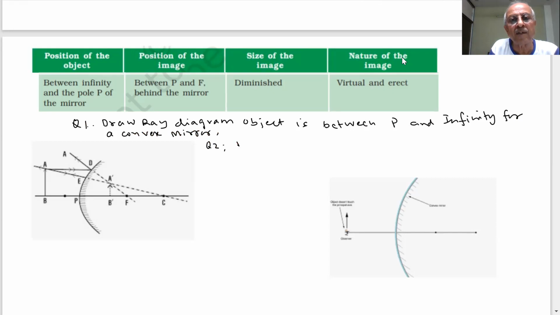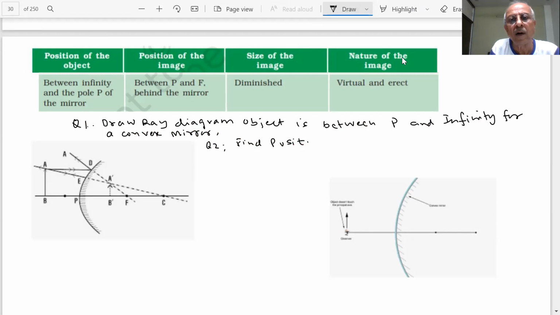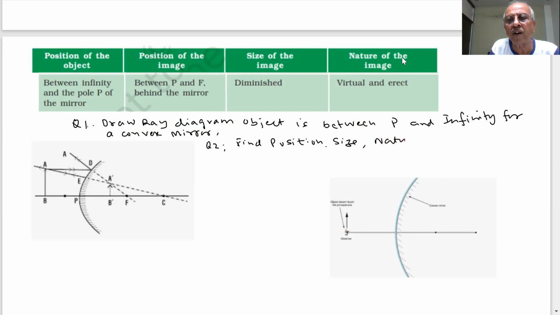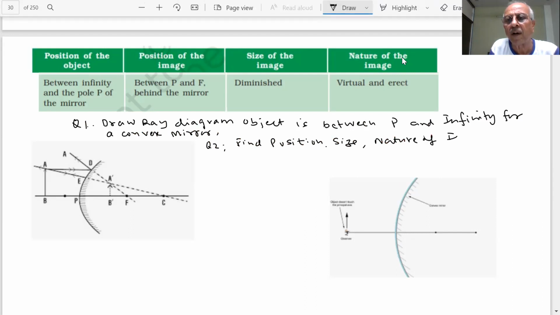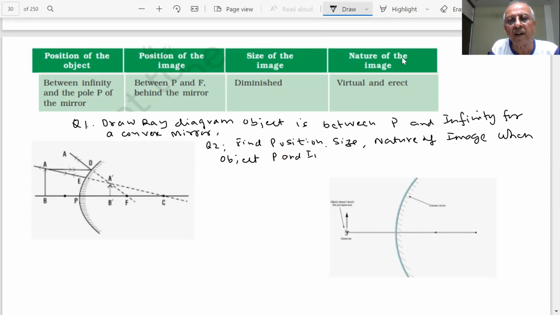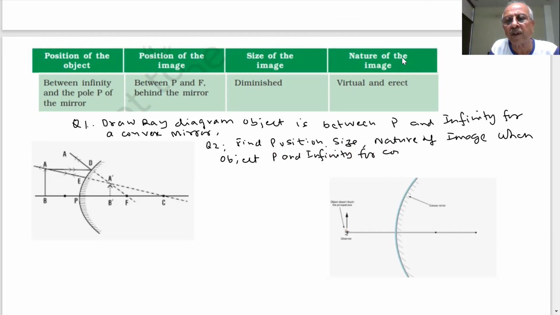Find the position, size and nature of the image when the object is between P and infinity for a convex mirror. For a convex mirror. Okay? Note down, students.